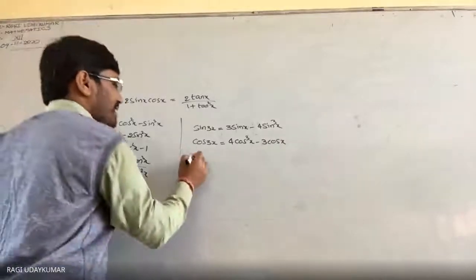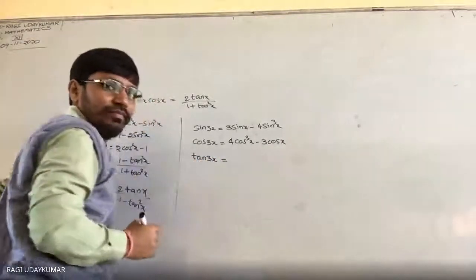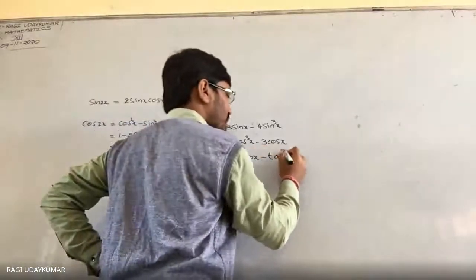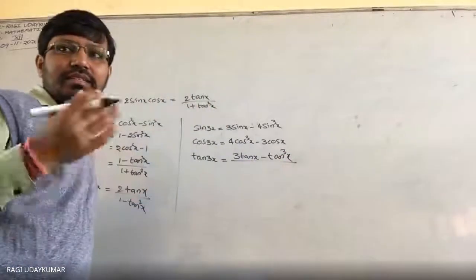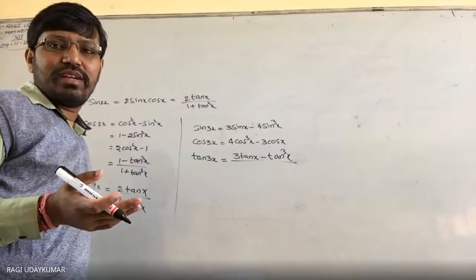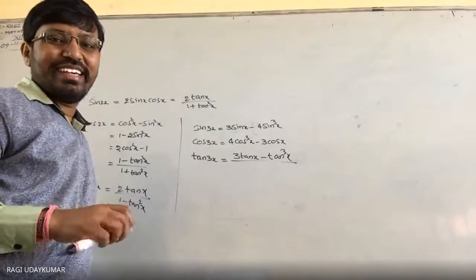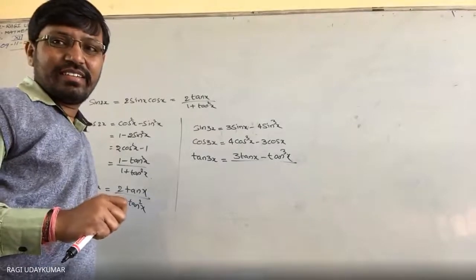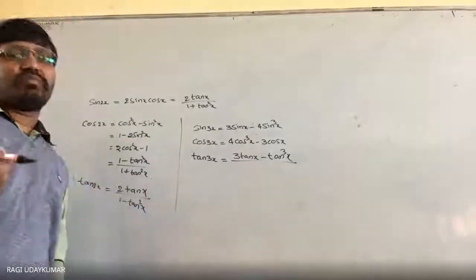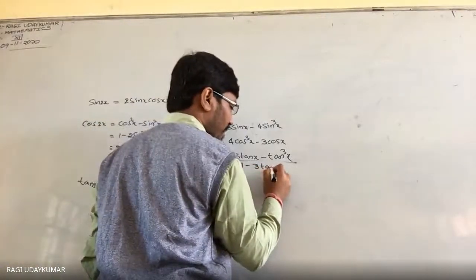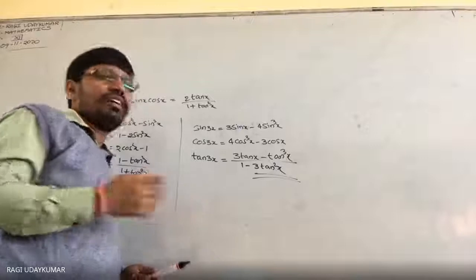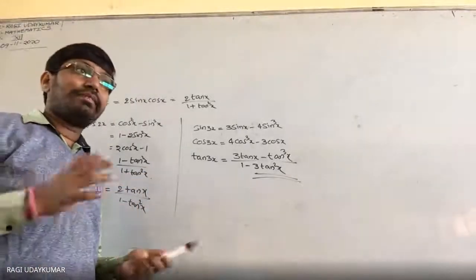Tan 3x is equal to 3 tan x minus tan cube x by 1 minus 3 tan square x. Anyone? You don't remember? Tan 3x is equal to 3 tan x minus tan cube x by 1 minus 3 tan square x.